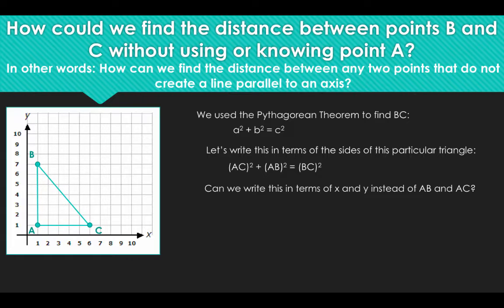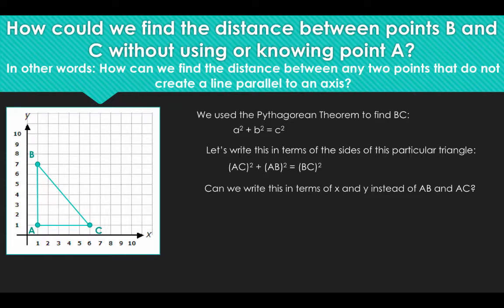Same thing with A to B. We counted the Y coordinates, but if we would have taken where B is, which is 7, minus where A is, which is 1, 7 minus 1 is 6, and that was the distance from A to B.